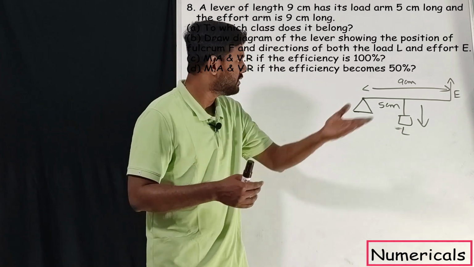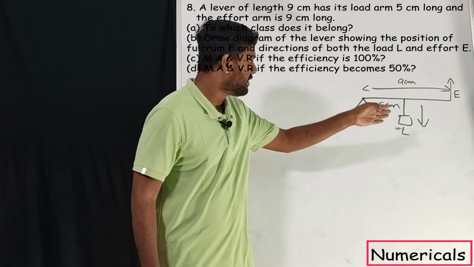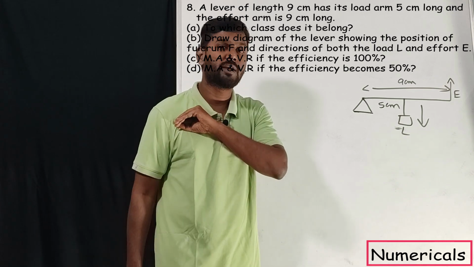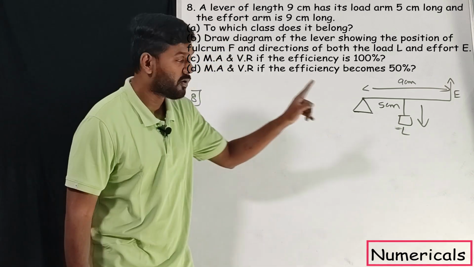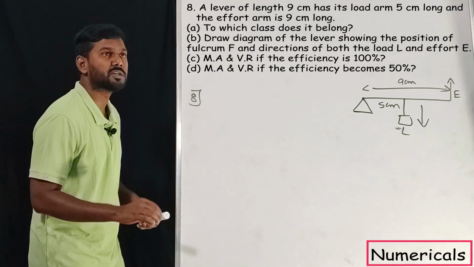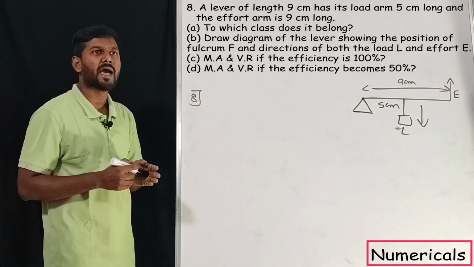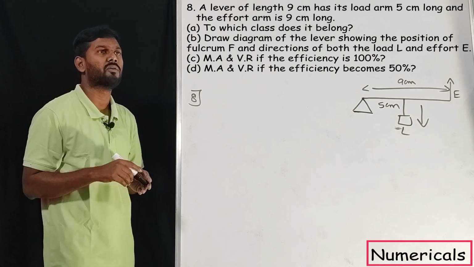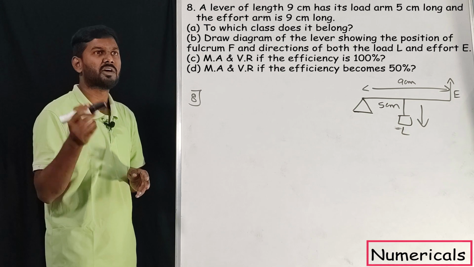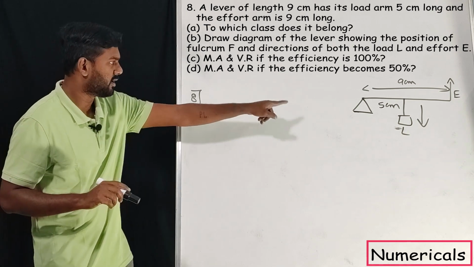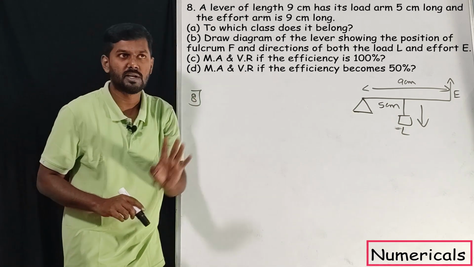See, for this question, this diagram is the only important thing. If the diagram is wrong, you will not get any mark. So it is very important to learn all those things. Now we'll see the question. Draw the diagram of the lever showing the position of fulcrum and directions of both load and effort. That's it. Fulcrum, load, effort and its directions.